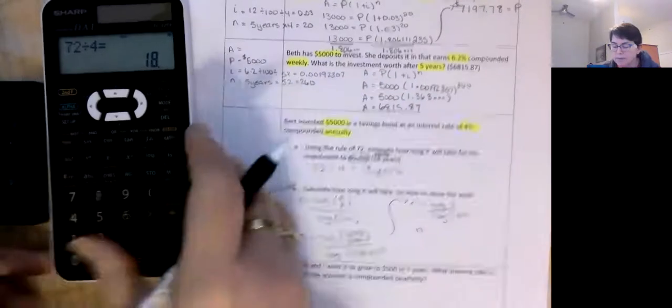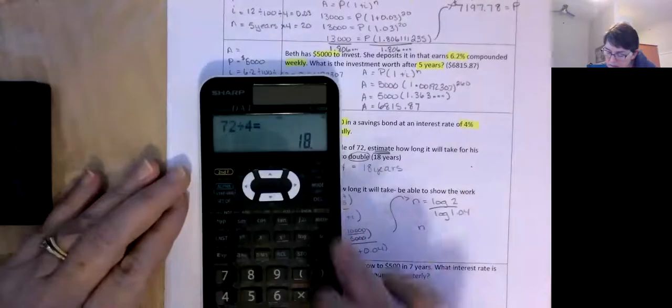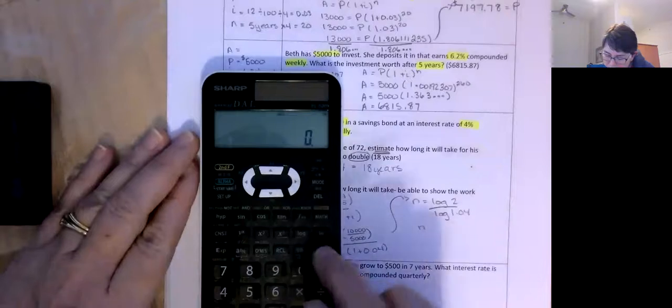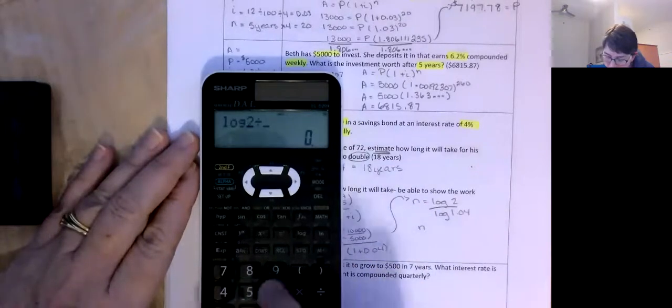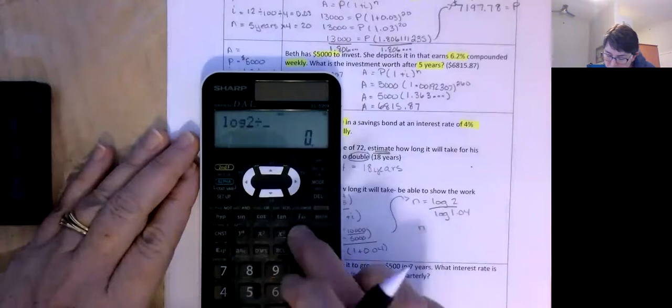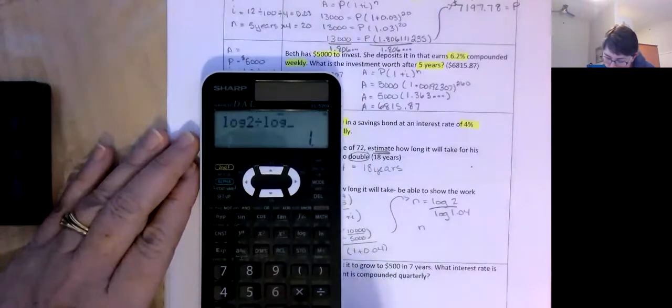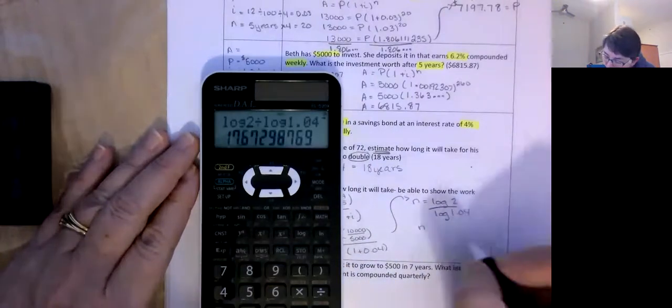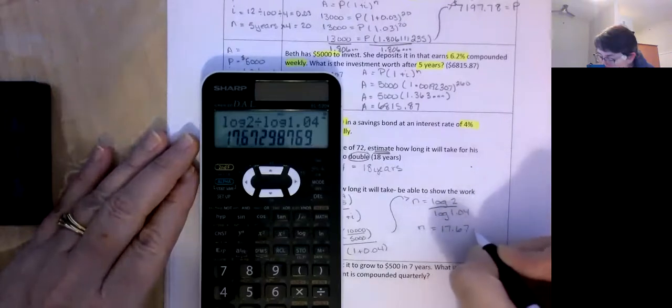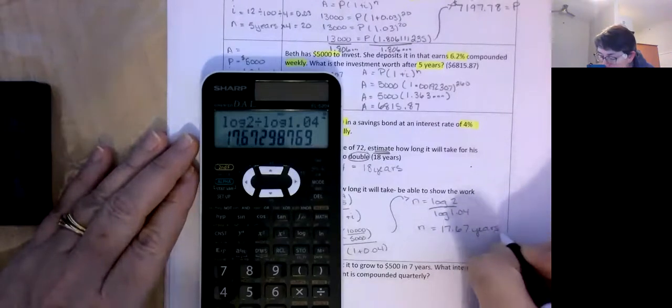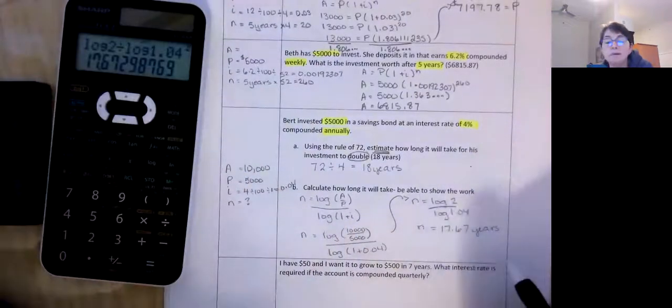And remember, all you do is punch that in. So I'm going to go log 2 divided by log 1.04, and we get 17.67 years. So the approximation or estimation that we made there is really pretty close.